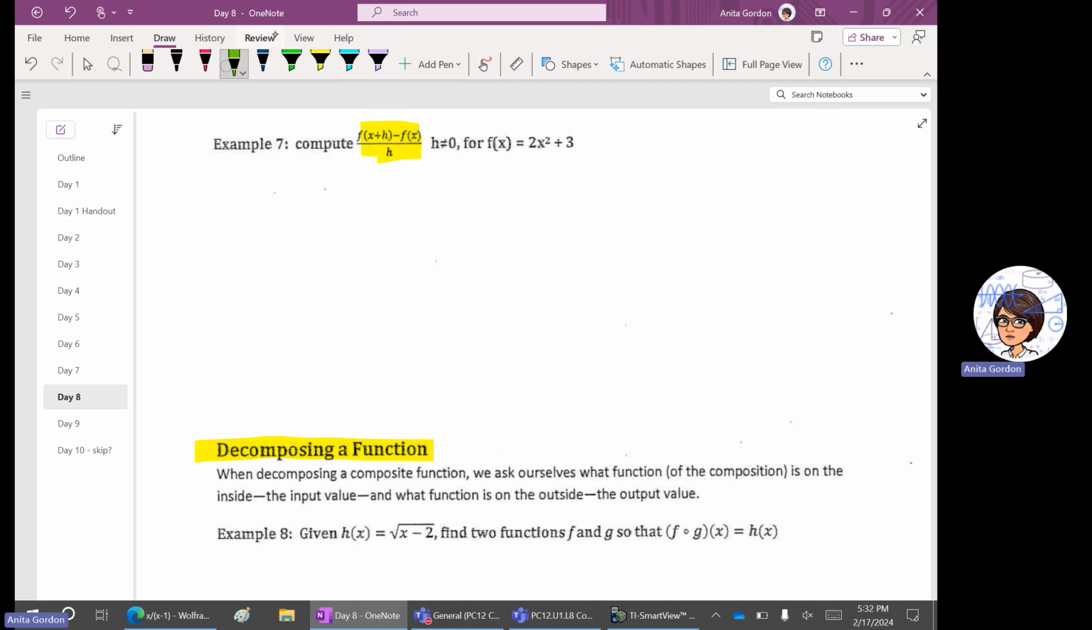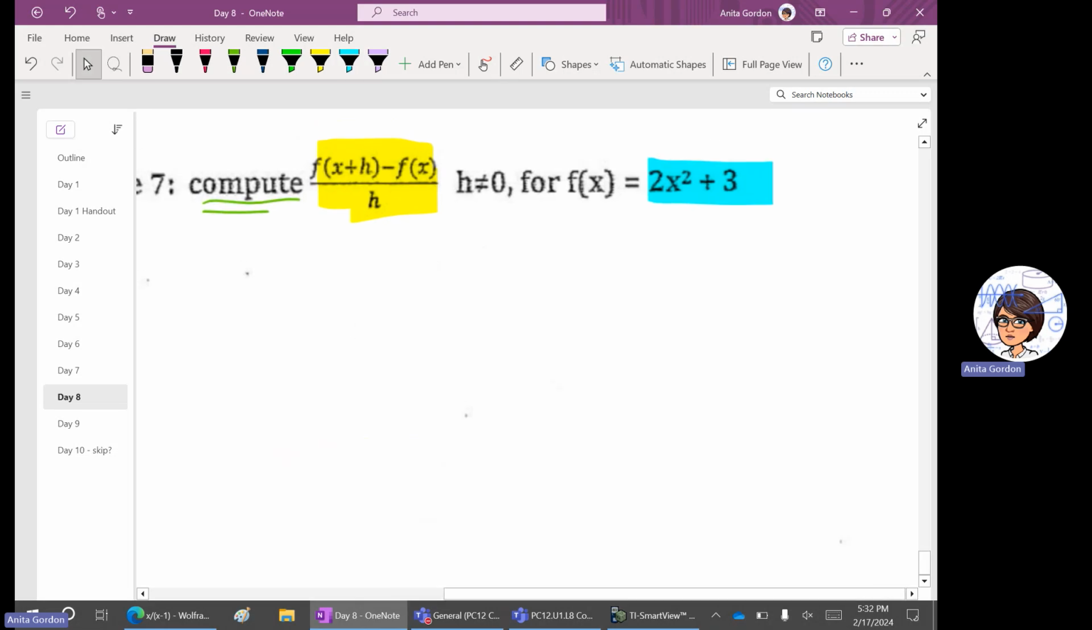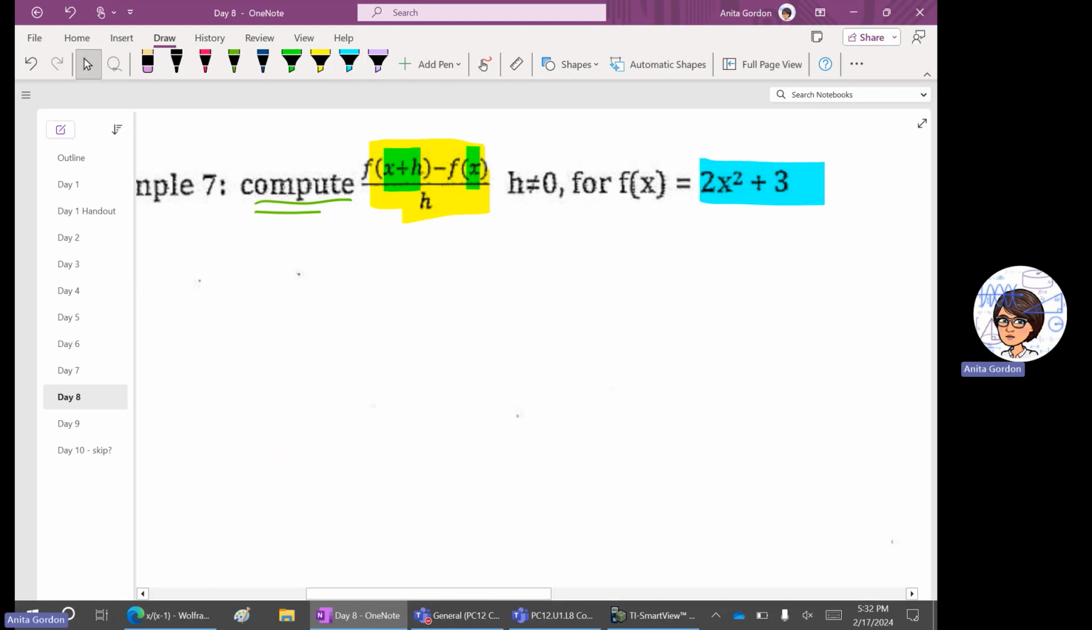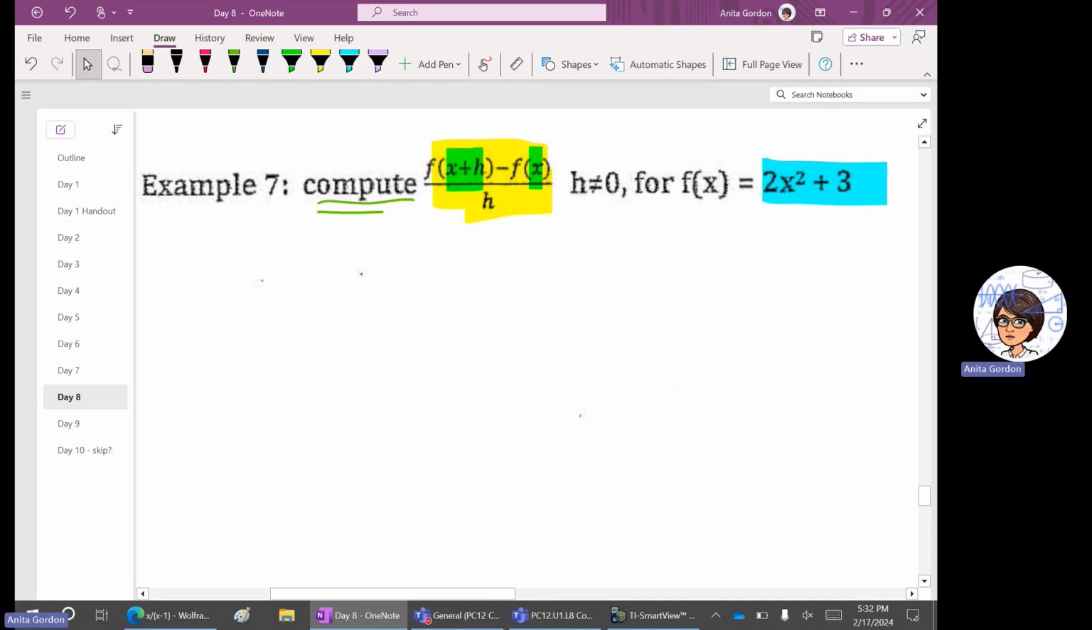So we want to compute this function that I've highlighted in yellow, where h is not 0, for the function 2x squared plus 3. So this is f. You will notice that in this fraction, in the numerator, we are going to have an x plus h as the input, and then just regular f in the second term. So we're going to be doing this very carefully.